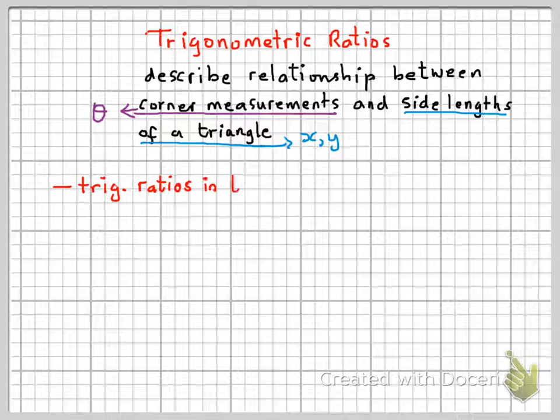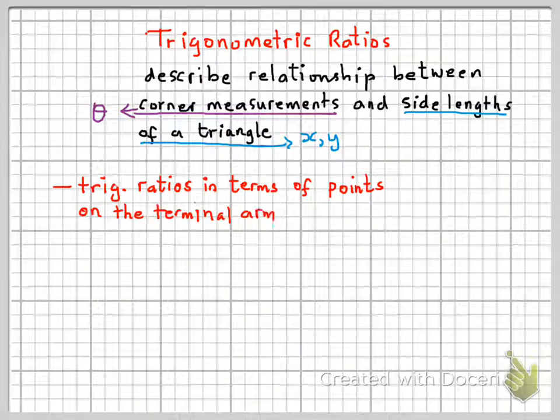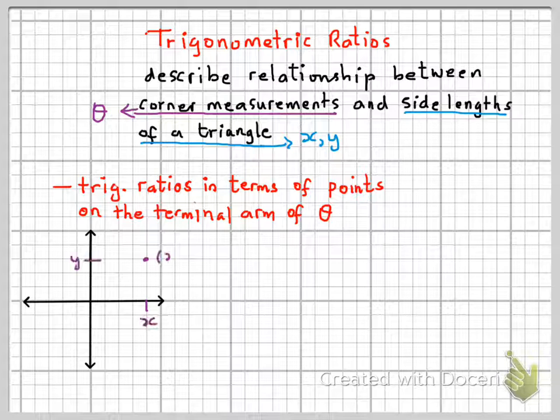Now, the trigonometric ratios, we are going to define them in terms of points on the terminal arms of some angle theta. So, for example, let's pick a point on the Cartesian plane. We said that this point can be defined in terms of the x-coordinate and the y-coordinate of this point. So this point has coordinates x, y. We can draw in an angle theta as shown.